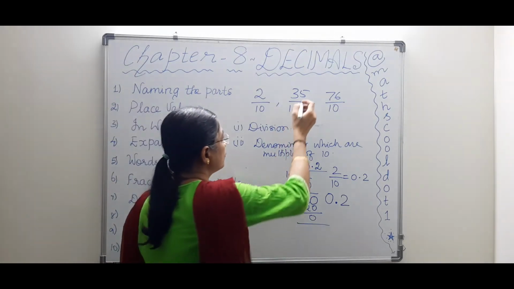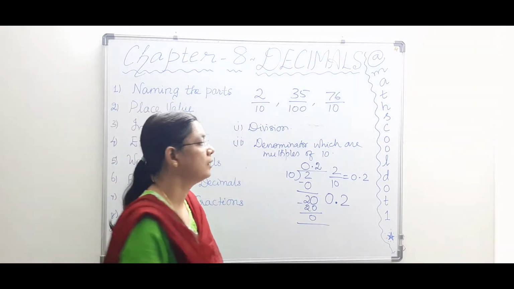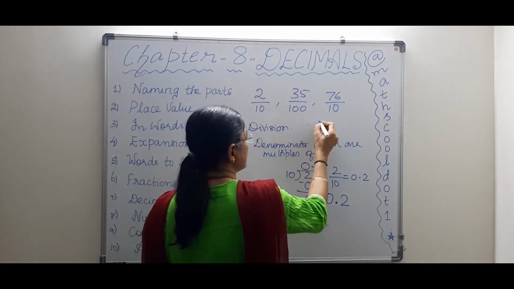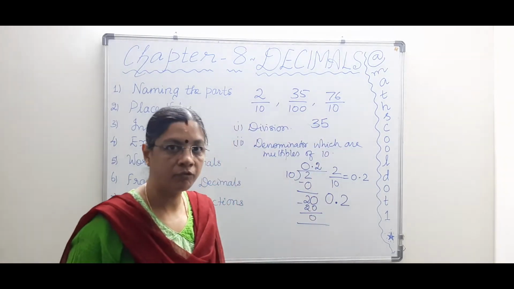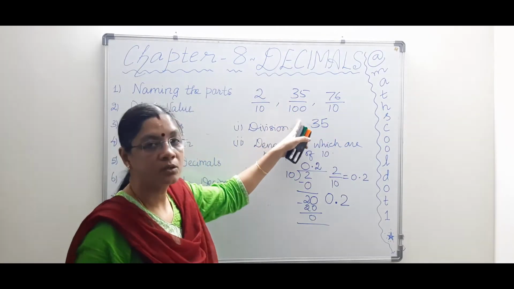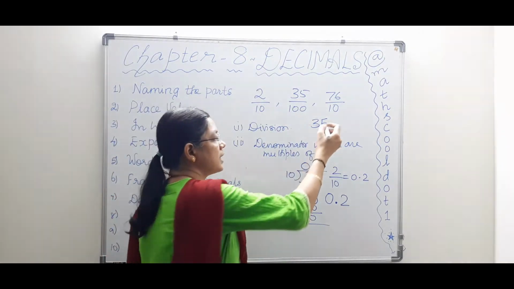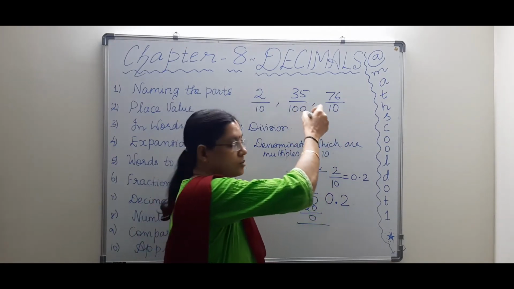Okay, now we'll move on to 35 divided by 100. How do we convert this into a decimal number? See, you have two zeros here. Just write 35. I told you to write the dividend as it is. And see how many zeros are there. There are two zeros. Start from the right, move towards left as many times as zeros in the denominator.